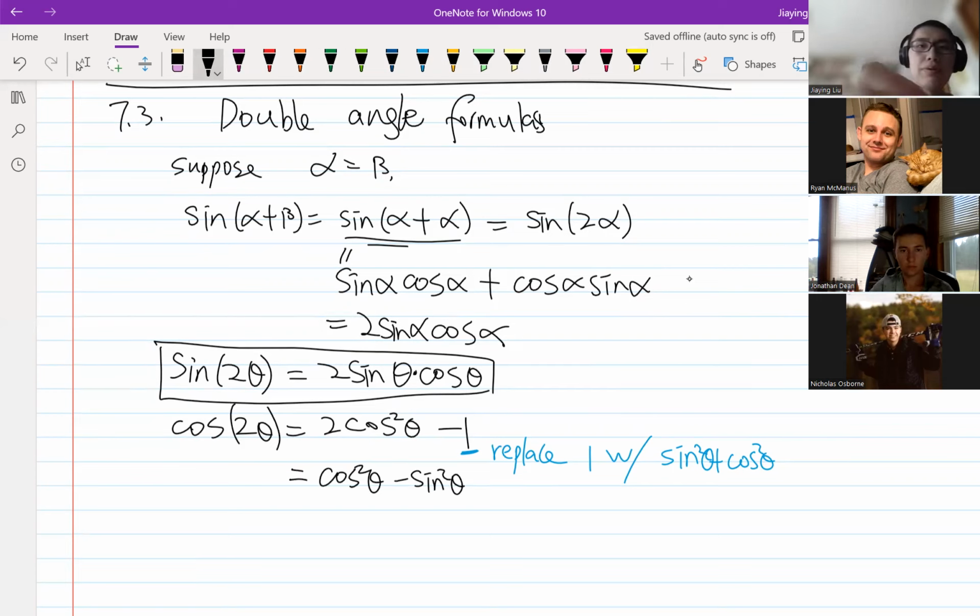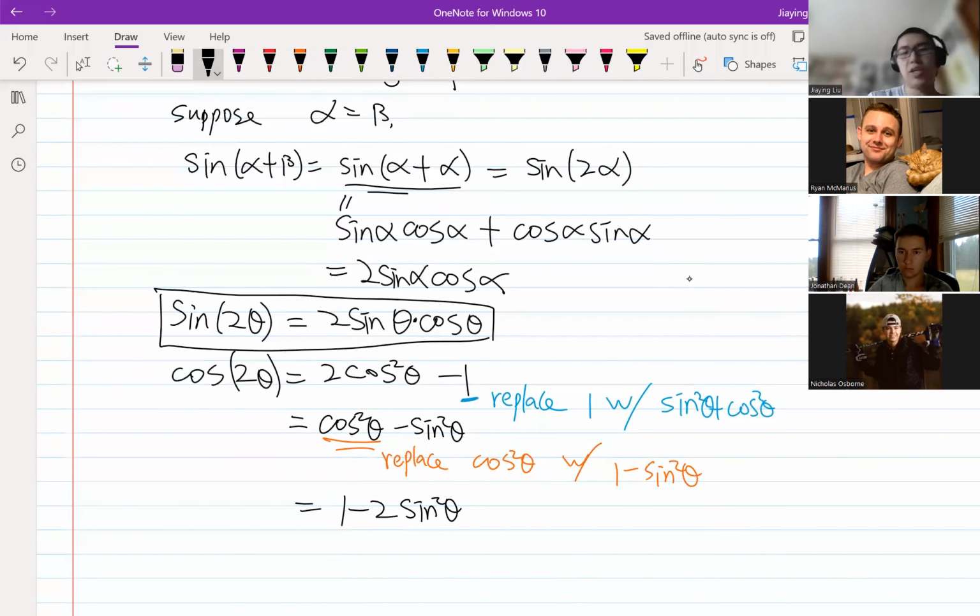And at this point, if we replace cosine squared theta with 1 minus sine squared theta, we end up with another expression, which is going to be 1 minus 2 sine squared theta. So there are 3 equivalent expressions for cosine 2 theta, and you have to decide which one to use. Sometimes it saves a little bit more time. Sometimes it doesn't make a difference which one to use.